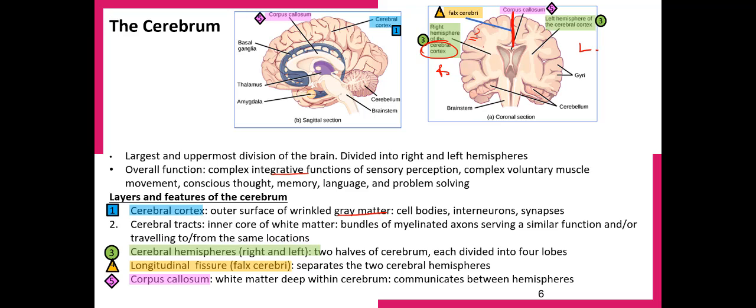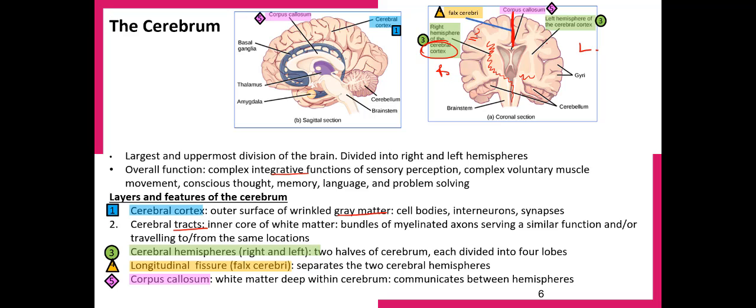The inside part is the white matter, right? And it's made out of tracts, right? So tracts are bundles of axons traveling the same location or serving a similar function. And then I talked about how it's divided into two, the right and left hemispheres. The thing that divides it into two is called the falx cerebri, or the longitudinal fissure, right? So this longitudinal fissure goes in deep, separates the right and the left.